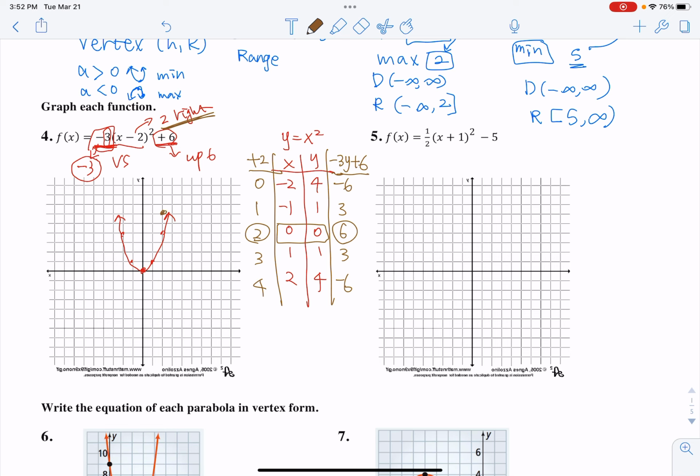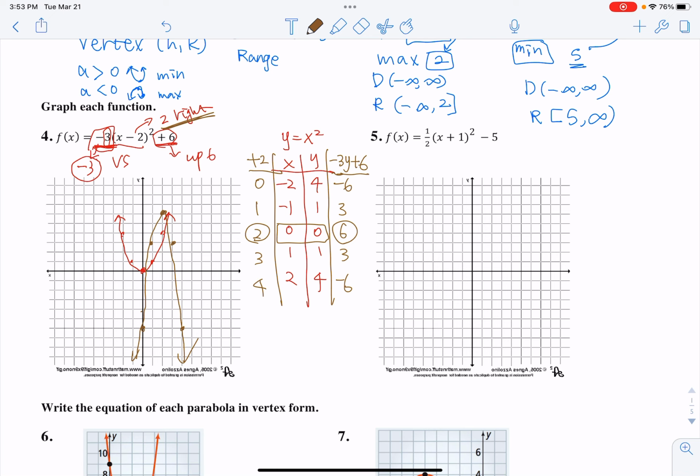And then (1, 3), (1, 3), and (3, 3), and then (0, -6), (2, 4), (6), and then another one, (-6), and the graph looks this way. That's how the graph looks.